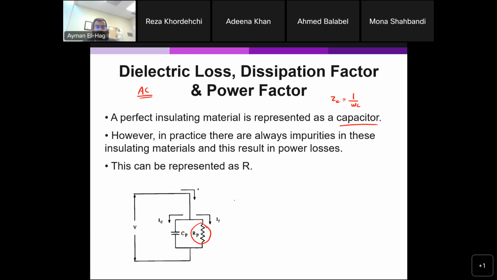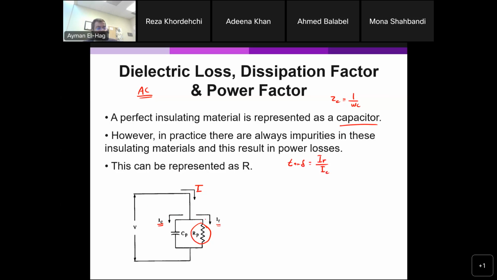Okay. Now, you apply the voltage, you have the total current I here. This is the total current. You will have two components. You will have IC and you will have IR. IR is the resistive part of the current, and IC is the capacitive current. Okay. Now, what is the definition of the tan delta? Tan delta basically is the ratio of IR divided by IC.